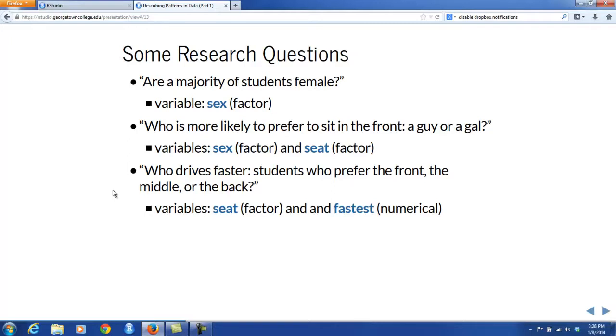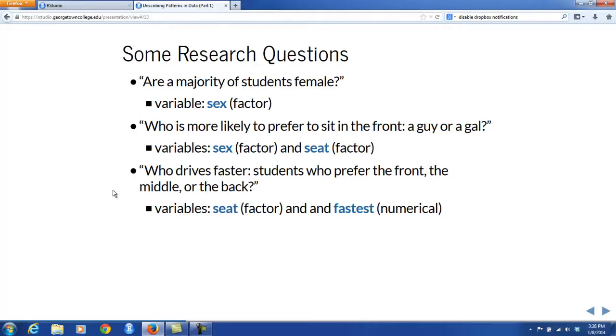survey data, or they're questions that the students themselves might have been asking when they collected the data in the first place. So for example, research question: are a majority of students female? This turns out to be a question about one of the variables in the data frame, namely the variable sex, which is a factor variable. I've just done a very important thing. I call it variable analysis. I find the variable of interest in the research question, and I decide what kind of variable it is.